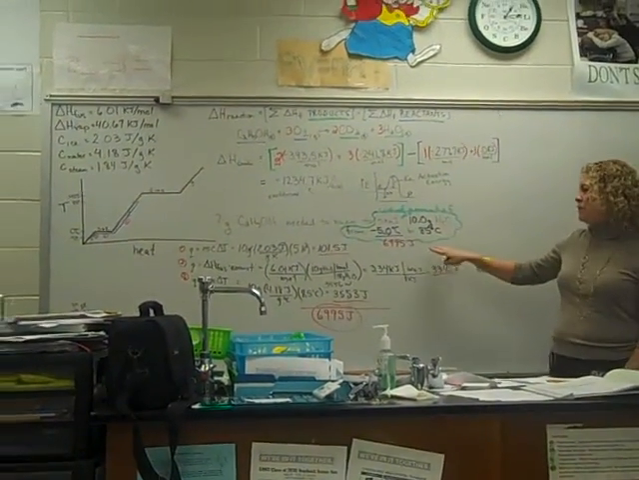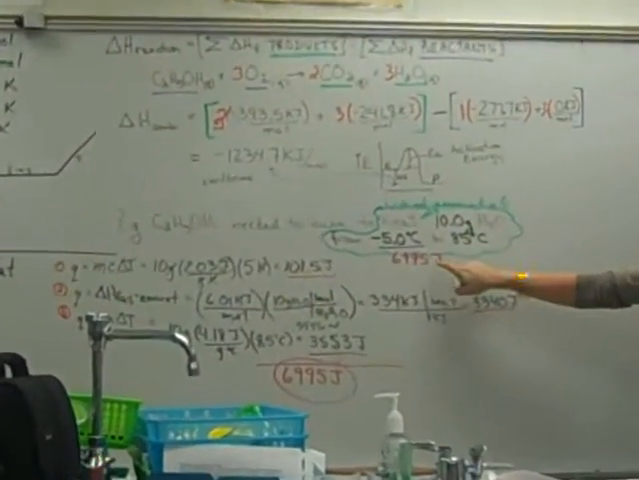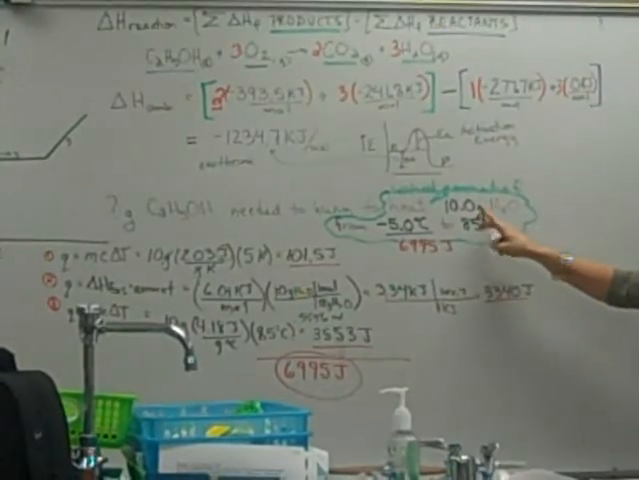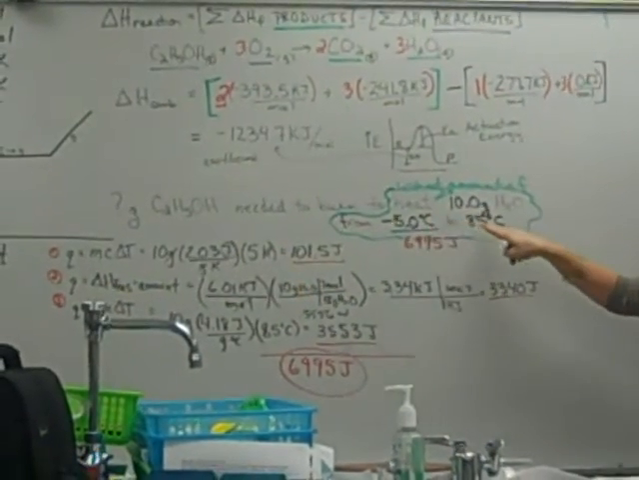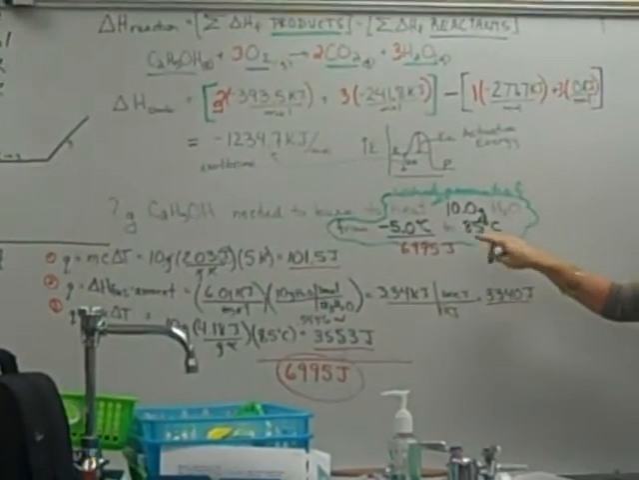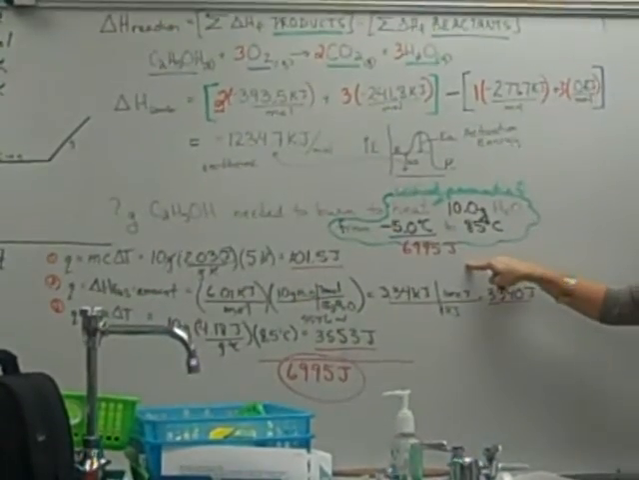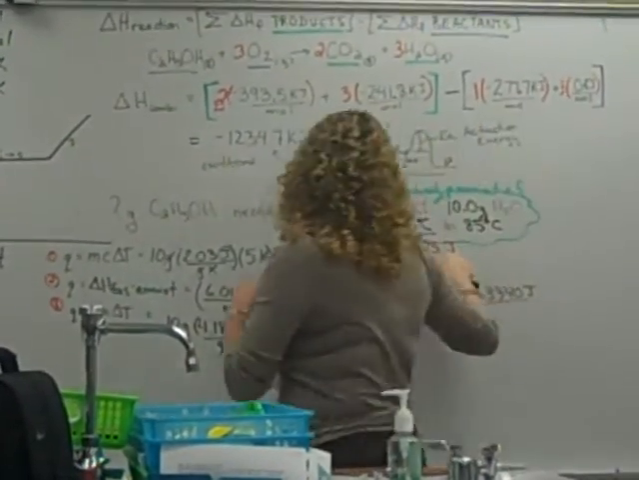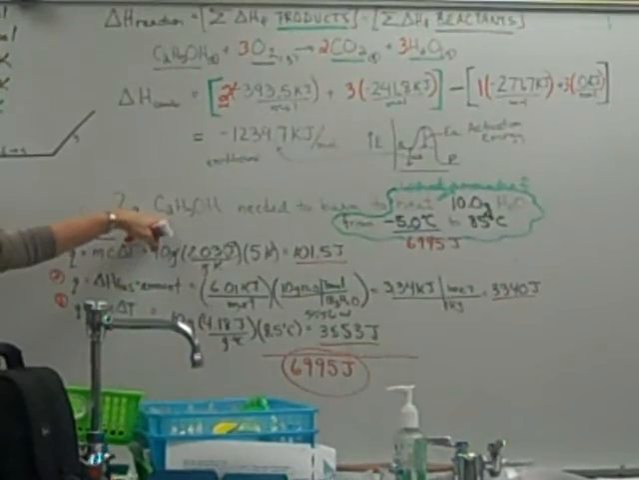Okay, so now we have to combine them. We know that it takes this much heat to change 10 grams of water from -5 to 85. And where are we going to get that heat? This particular problem is telling us we're going to get this heat from burning methanol.